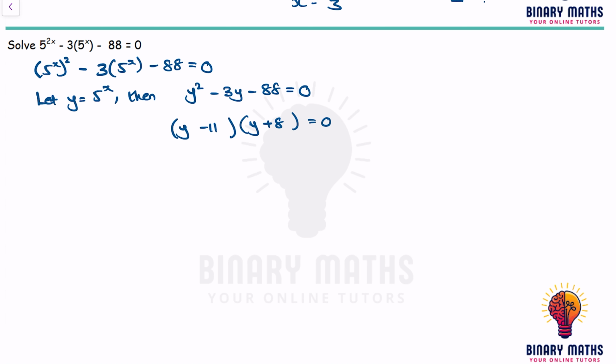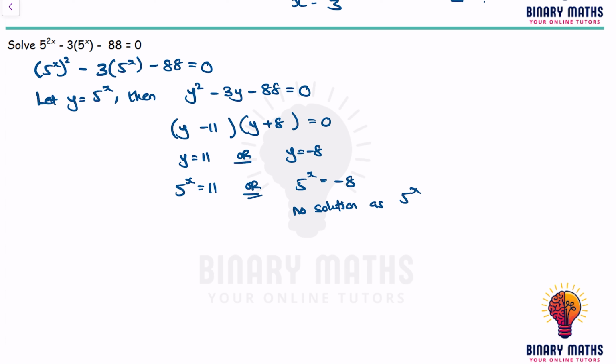That gives me minus 11 times 8 gives me negative 88, and minus 11y plus 8y gives me negative 3y, which means y is equal to 11 or y is equal to negative 8. Okay, which means, remember, we substituted y is equal to 5 to the x, so that means 5 to the power of x is equal to 11, or 5 to the power of x is equal to negative 8. Now, straight away, you know that 5 to the power of x can never be a negative number, so no solution for this one, as 5 to the x is always greater than 0.